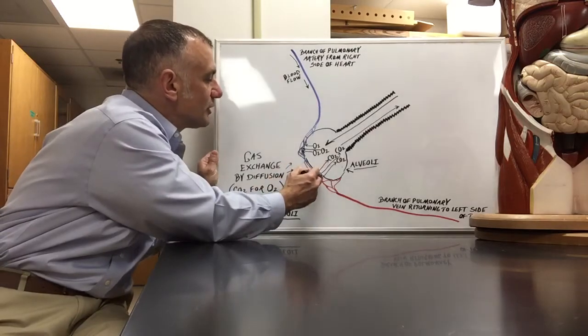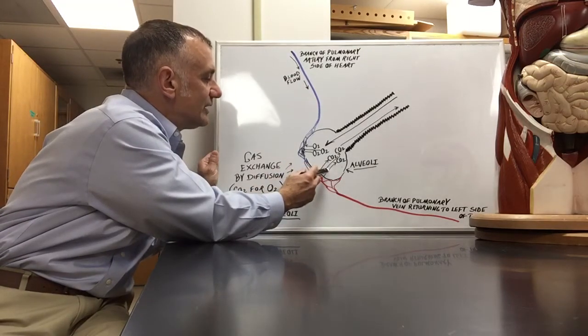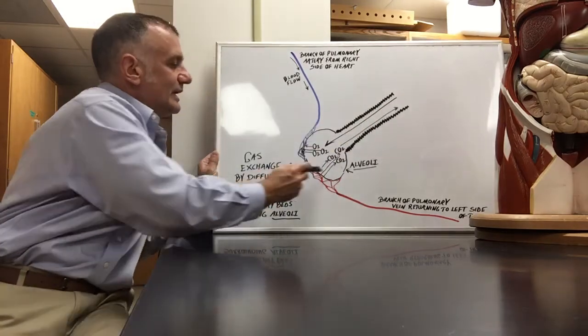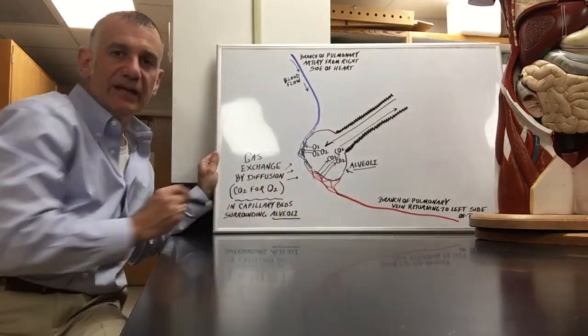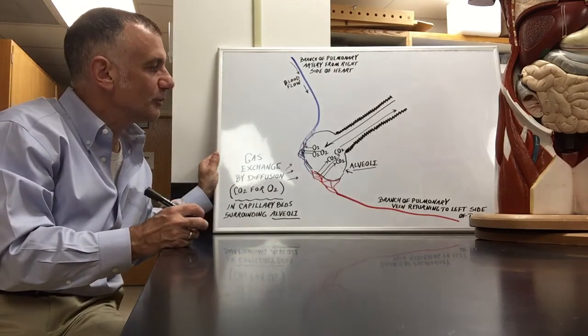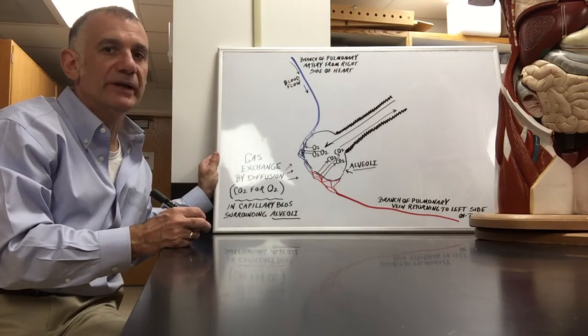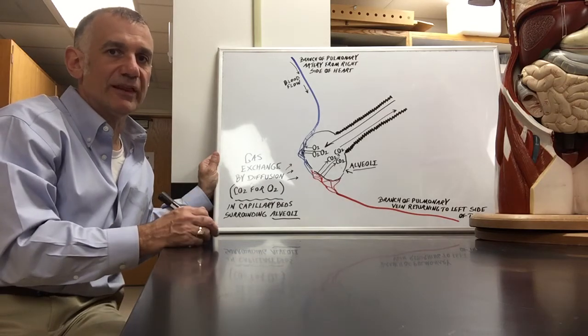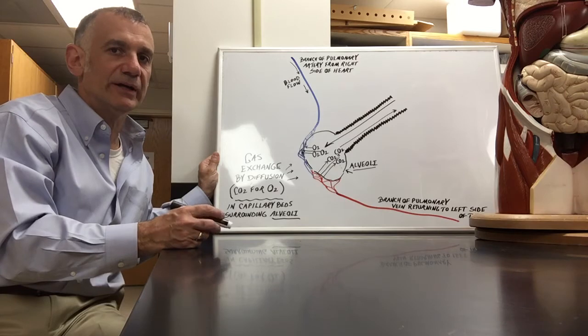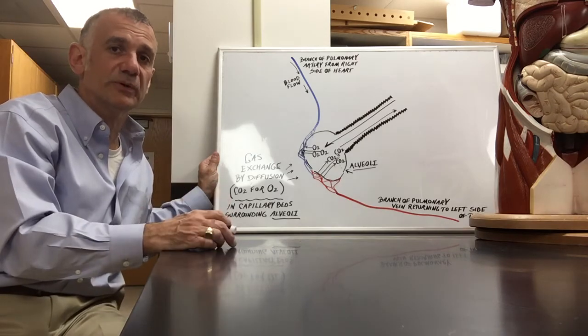So the CO2 is going to pass out of the capillary into the airspace, and it's going to be exhaled. And now the blood's going to go back to the left side of the heart. Now it has high oxygen, low CO2. It's going to go back through the pulmonary vein and return to the left side of the heart, and then the left side of the heart will pump that high oxygen blood to the body so the cells can get it for cellular respiration.